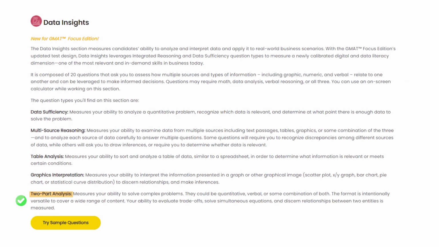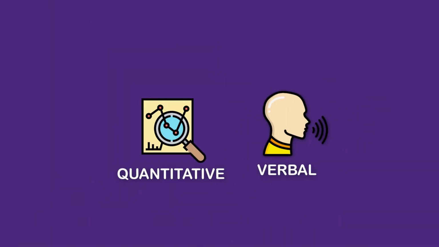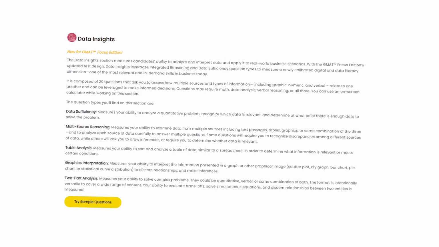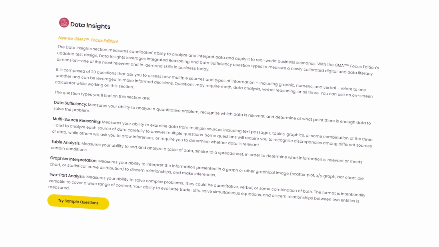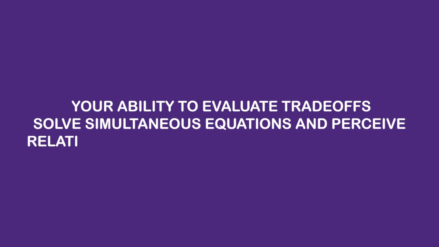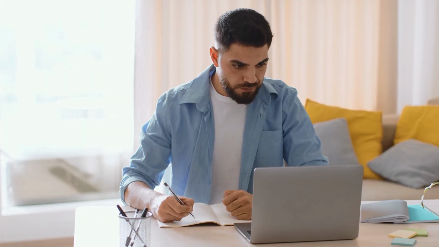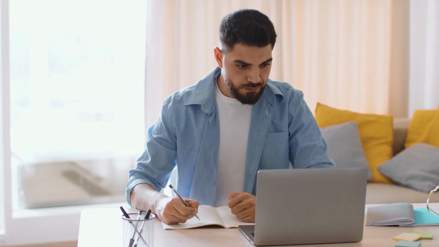5. Two-part analysis. These questions measure your ability to solve complex problems. These could be quantitative, verbal, or a combination of both. The format is deliberately versatile to cover a wide range of content. Here, your ability to evaluate trade-offs, solve simultaneous equations, and perceive relationships between two entities is tested. By understanding these question types, you'll be better equipped to tackle the Data Insights section of the GMAT. Remember to make use of the resources available and practice consistently to master each type.